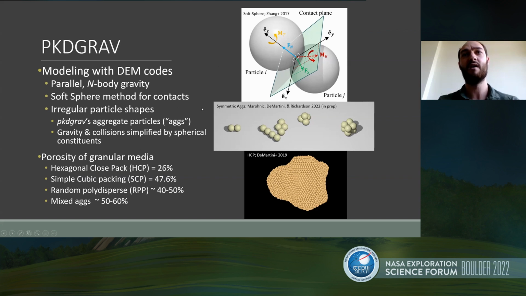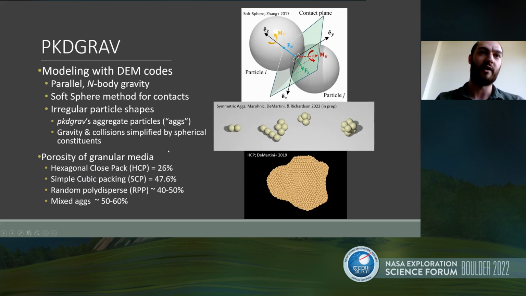Recently, with PKDGrav, we've become able to accurately and quickly simulate with what we call aggregate particles. Look for a paper that we've got in preparation right now, coming later this year. We call these ags, and basically what we do is glue a couple of spheres together into an irregular shape. This lets us keep the simple gravity calculation and collision detection algorithms of using discrete spheres as constituents, but also model shape effects that are important in granular interactions, like increased shear strength.